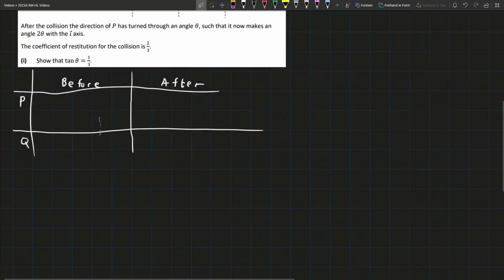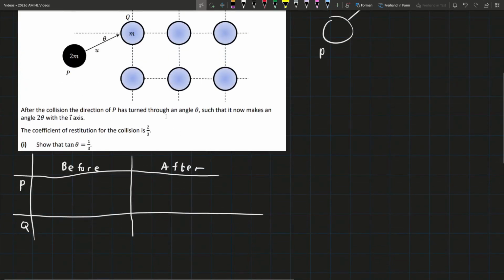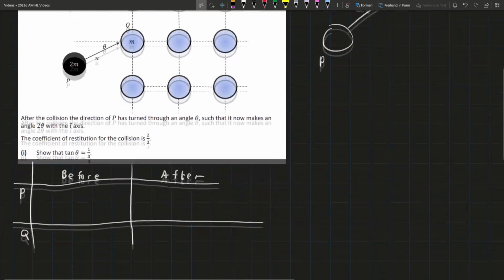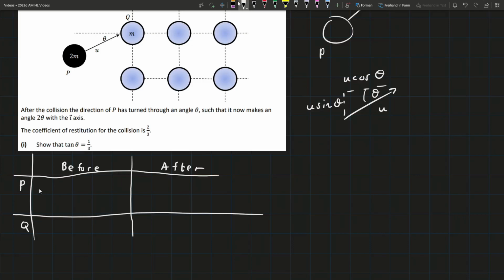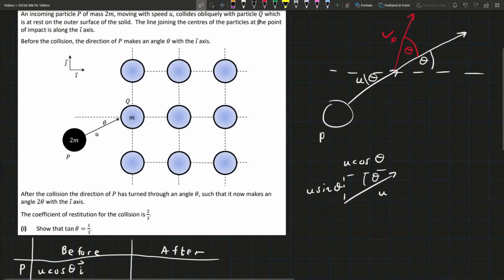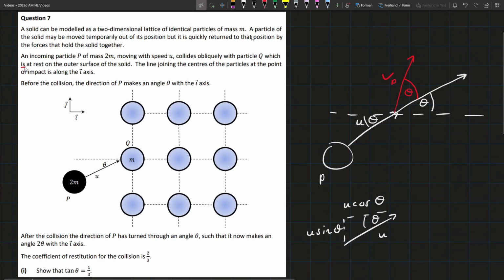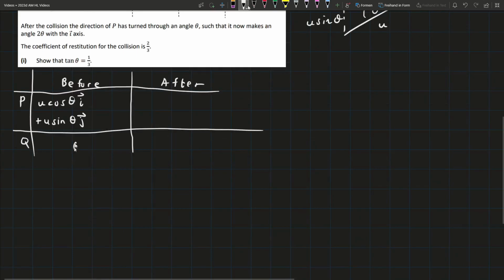So I like to draw up a little table like this just so that we can see exactly what's going on and use the information. Before the impact, we have sphere P. If we resolve the velocity into i and j, we have our u here, and then we have our theta here. So this will be u cos theta, and this one here will be u sin theta. Quite straightforward. The initial velocity of P is u cos theta i plus u sin theta j. Thankfully, we don't have to worry about the signs because they're both just moving up and to the right. The initial velocity of Q, we're told that Q begins at rest, so the initial velocity of Q is just 0.